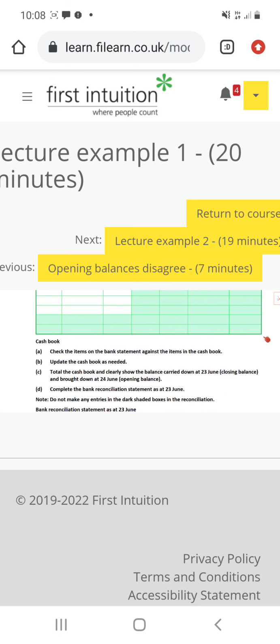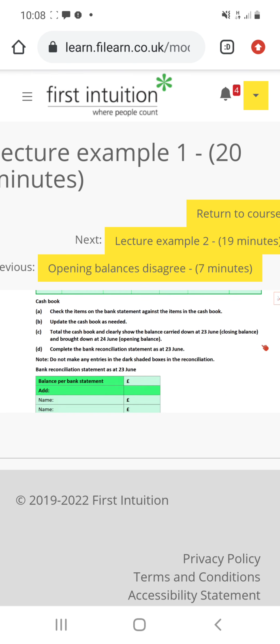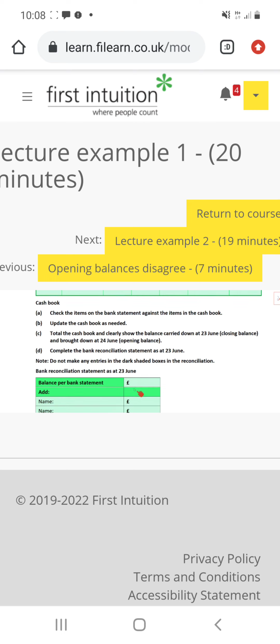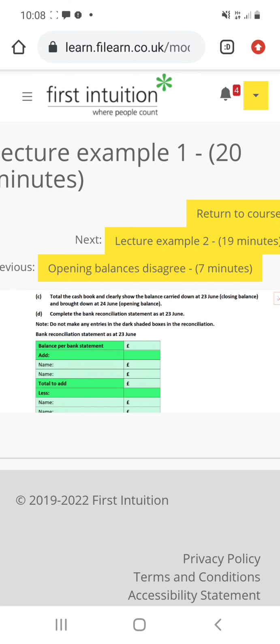And then ultimately we've got things that we need to do. Check the items on the bank statement and agree them to the cash book. Update the cash book as required. Total the cash book and clearly show the balances carried down at the 23rd of June and the balance brought down at the 24th of June. Complete the bank reconciliation statement at the 23rd of June. And it says don't make entries in dark shaded boxes in the reconciliation, so not in here.